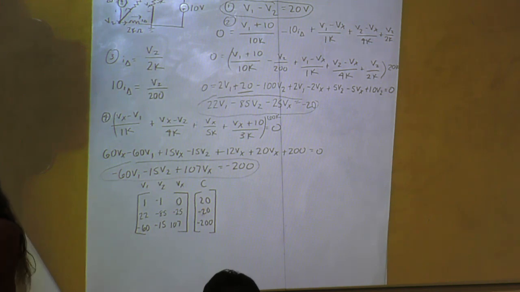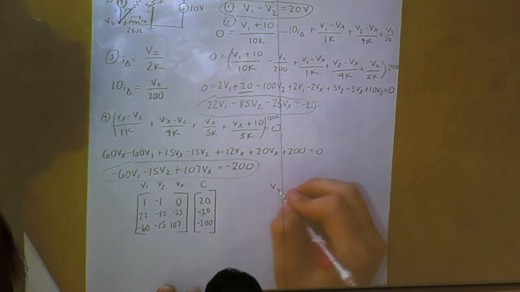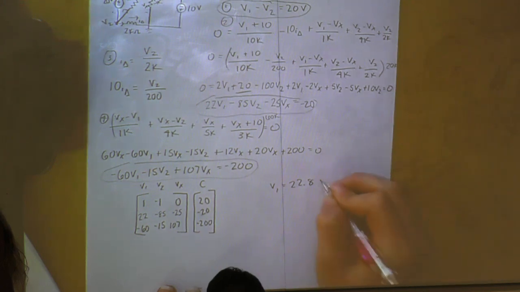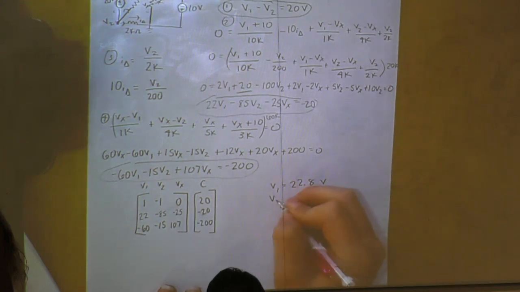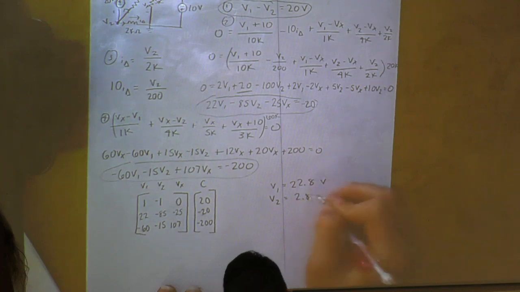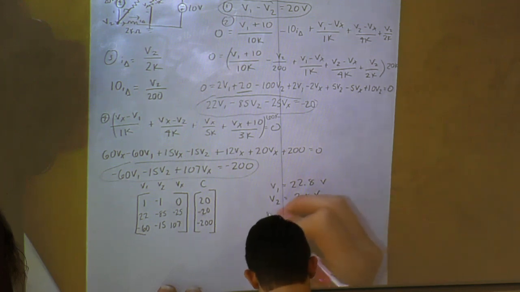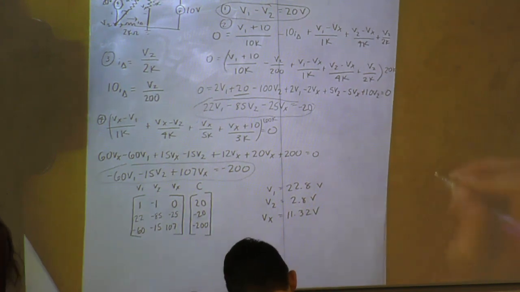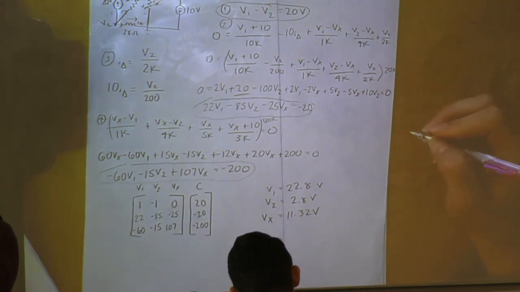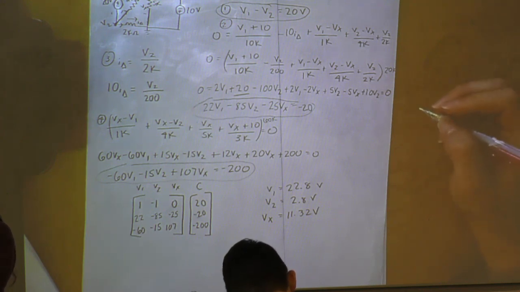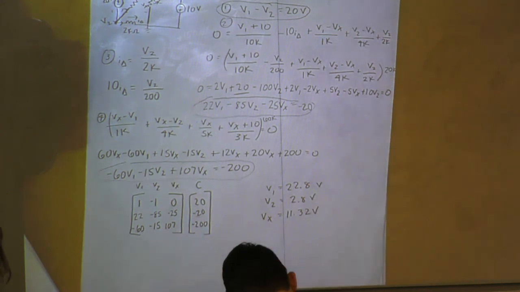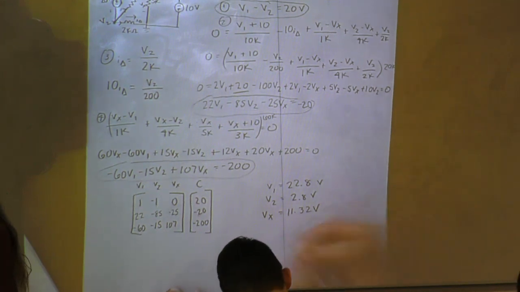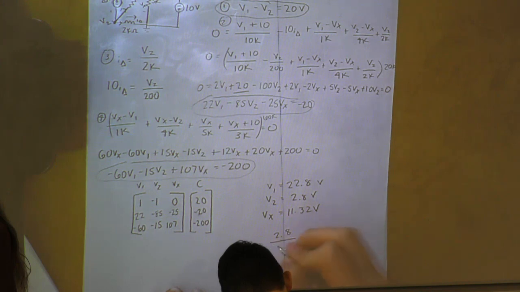Then when we plug this into the calculator, we're going to get V1 is equal to 22.8. Our V2 is equal to 2.8. And our Vx is equal to 11.32. And then to find our I delta would just be 2.8 divided by 2k.